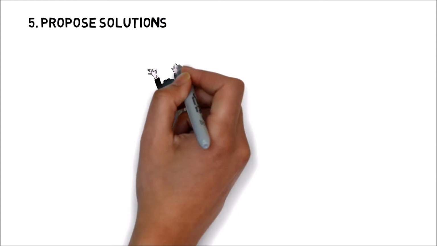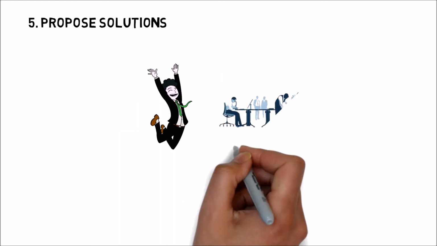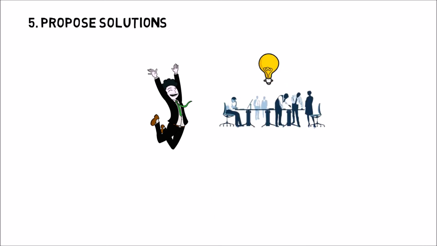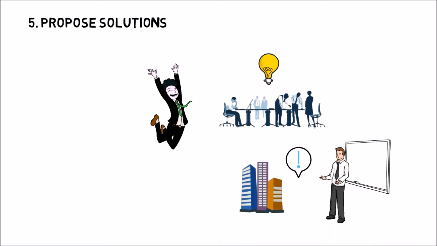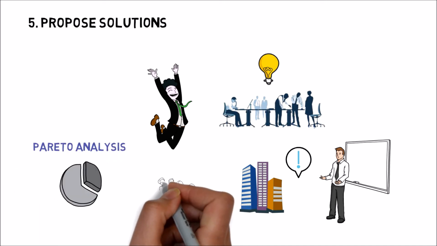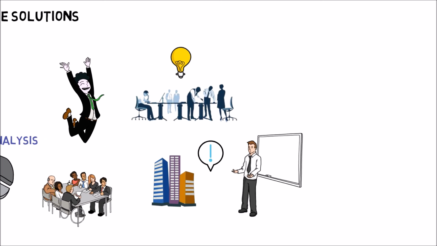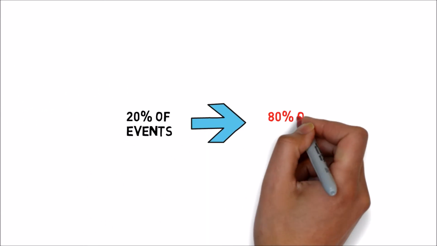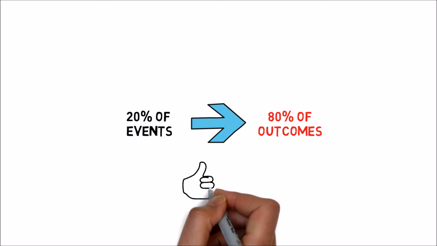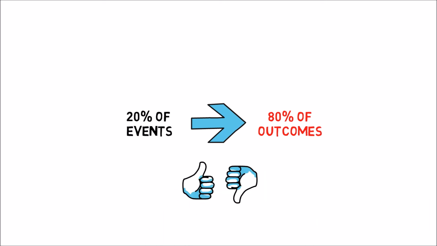5. Propose solutions. When the reasons for the issue have been identified, involve your staff in brainstorming about solutions. Make sure to factor in how the answers will impact all areas of your company. Pareto analysis can help you analyze the causes that have the most influence on your business. According to the Pareto principle, 20% of events account for 80% of outcomes. This applies to both negative and positive results.